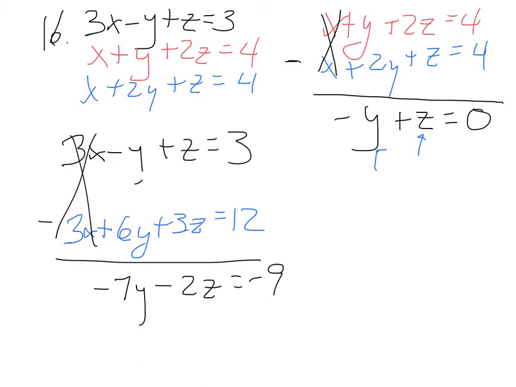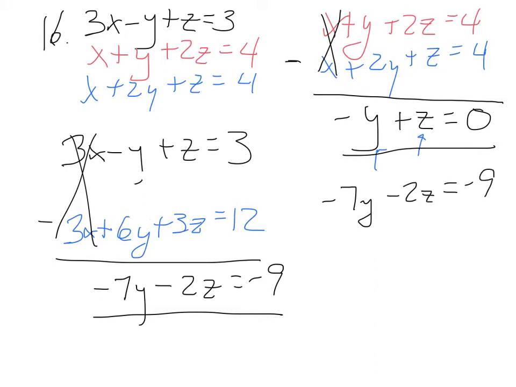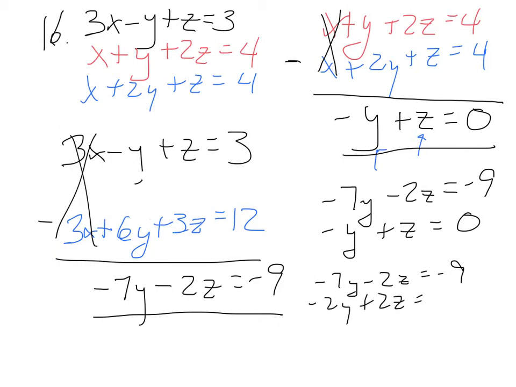So now I have this equation with y and z, and this equation with y and z. And let's see what this all looks like. So I'm going to combine both of those. So I've got negative 7y minus 2z equals negative 9. And I have negative y plus z equals 0. I'm going to multiply the bottom equation by 7 to get rid of, actually, no, I'll multiply by negative 2 to get rid of the z's. So I've got negative 7y. We'll rewrite the top. Minus 2z equals negative 9. And then I've got minus 2y plus 2z equals 0 still.